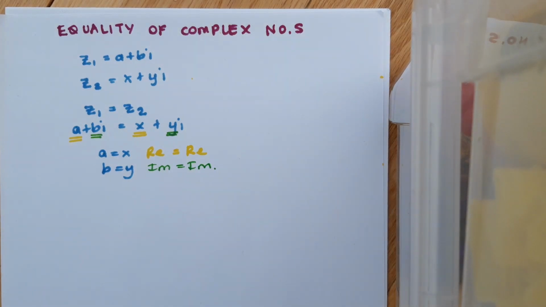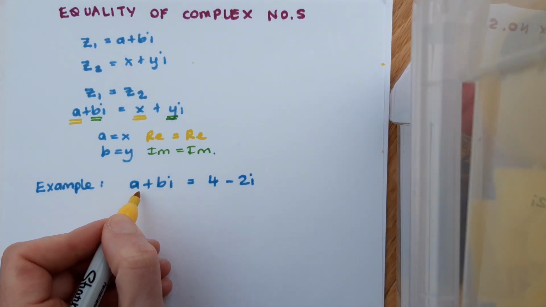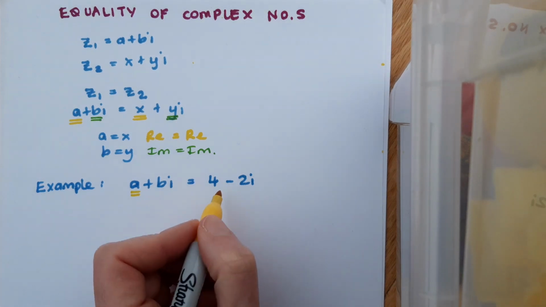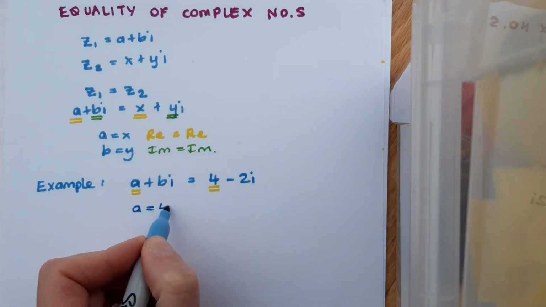And I can use this to work out unknown values in problems involving complex numbers. So for example, I might have a plus bi equals 4 minus 2i, and I might want to find a and b. So in this scenario, you can clearly see that a is the real part of the left-hand side of the equation and 4 is the real part on the right-hand side. And so that means that a must be equal to 4.